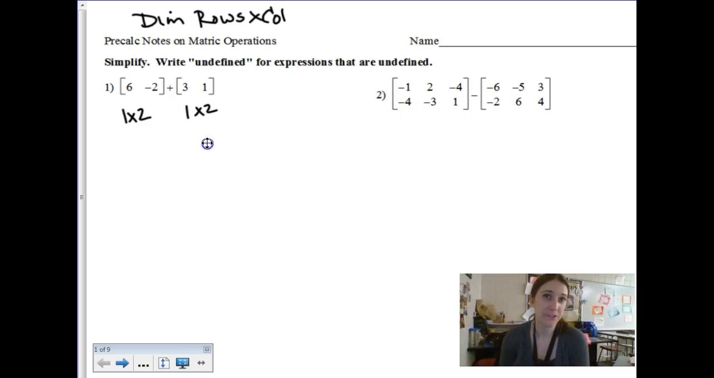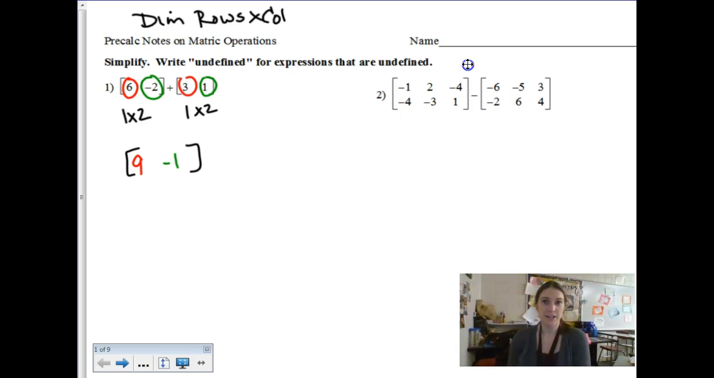And if you're trying to add or subtract two matrices together, they have to have the exact same dimensions. So our new matrix, our resultant matrix is what they call it, the positional parts of the matrix have to add together. So 6 and 3, better known as 9. And then -2 plus 1, better known as -1. So your resulting matrix is still a 1 by 2, and it's 9, -1.